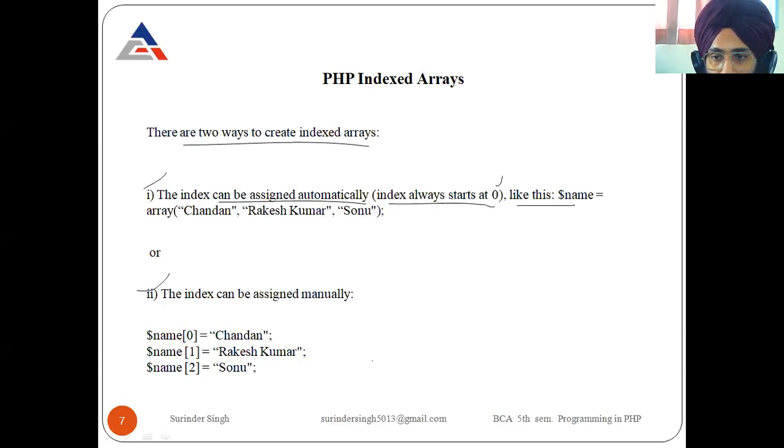Like this, we have a variable name, equals, and we are using the array function and passing values. These are the names: Chandan, Rakesh Kumar and Sonu.